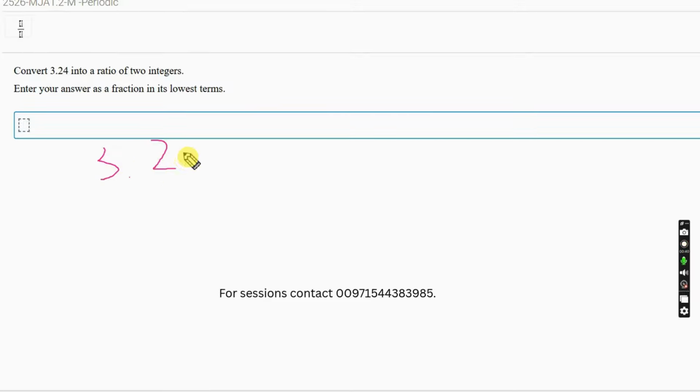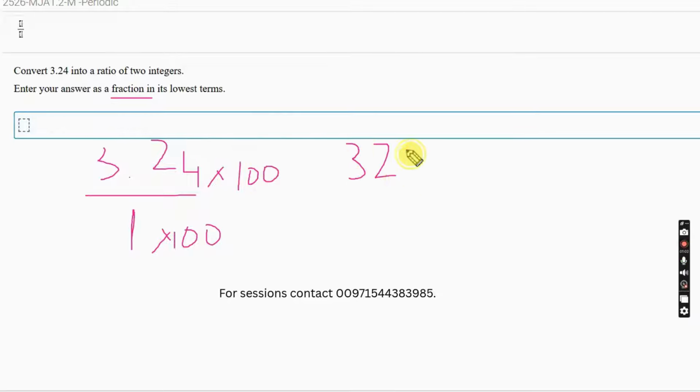When you have 3.24, you can understand that every decimal, every whole number can always have a 1 at the bottom. An integer is a fraction or a whole number. So that's what we're trying to convert this into. And they told you here that it needs to be converted into a fraction. Now what will you do? You multiply here by 100 and you multiply above by 100. So when you multiply above and below by 100, what do you get? You get 324 over 100, right?